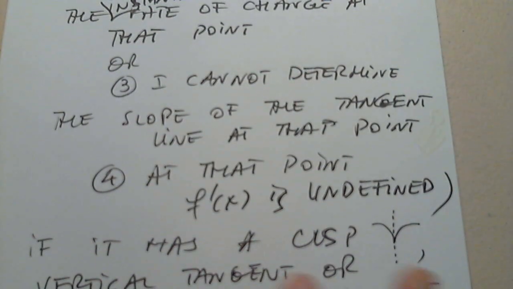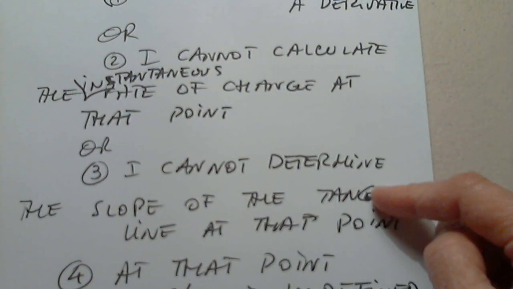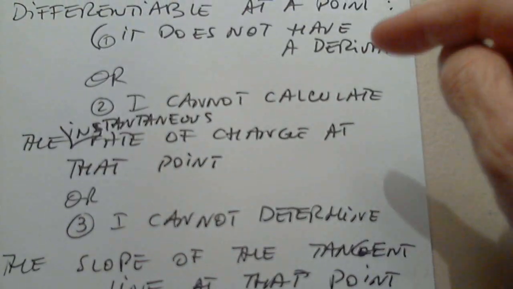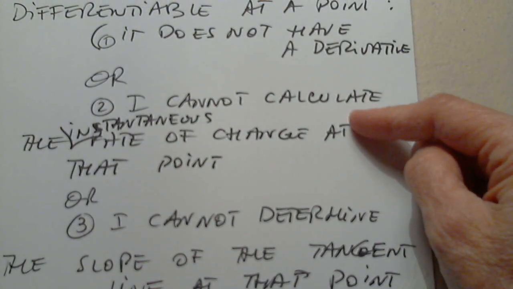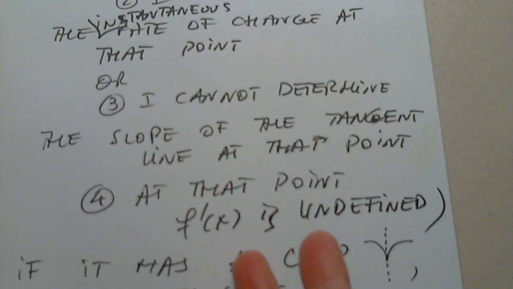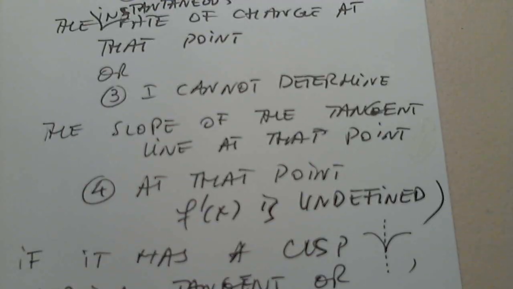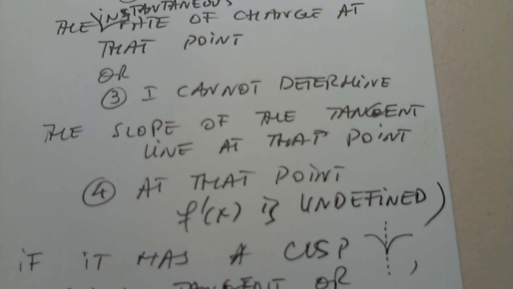In all these situations, the derivative is undefined. I cannot find a tangent line at that point, or I cannot calculate the instantaneous rate of change, or the function is not differentiable. Everything is the same. Why do we need so many different ways of saying the same thing? I don't know. They are the same and they are interchangeable. Okay, so last time we looked at the graph.